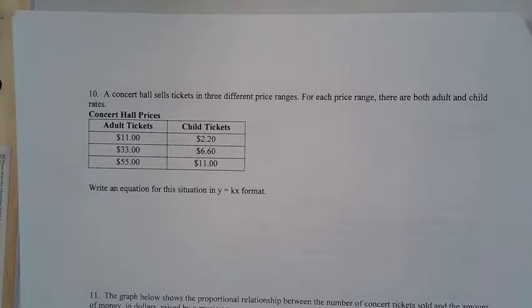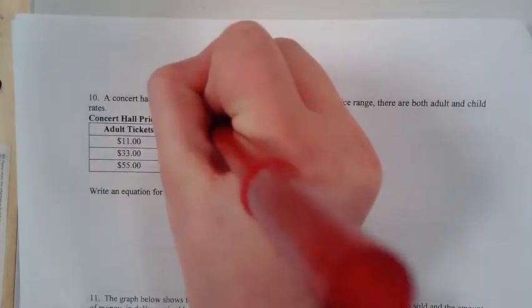A concert hall sells tickets in 3 different price ranges. For each price range, there are both adult and child rates. So you have to do y over x.